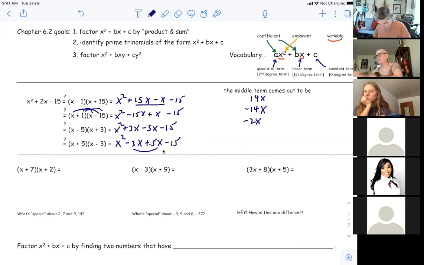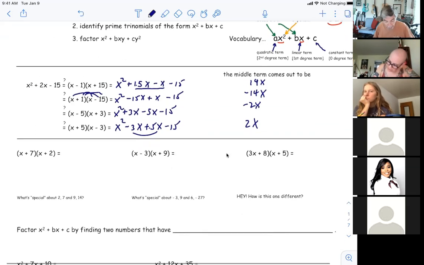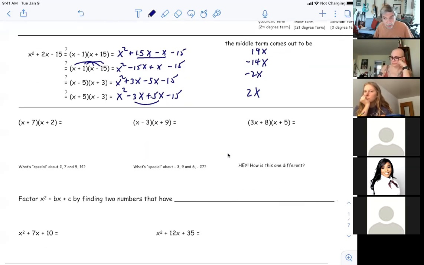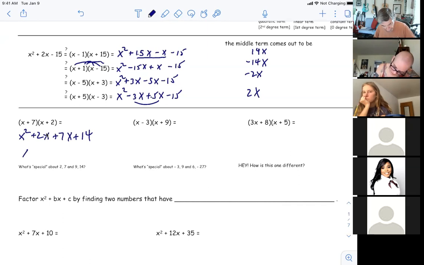Now when we combine the like terms, we get the 2x that we want. Again, we'll pretend we don't notice anything useful yet, and we'll do this string of examples down here. If we multiply this, we get x squared plus 2x plus 7x plus 14. And collecting the like terms, we get x squared plus 9x plus 14.